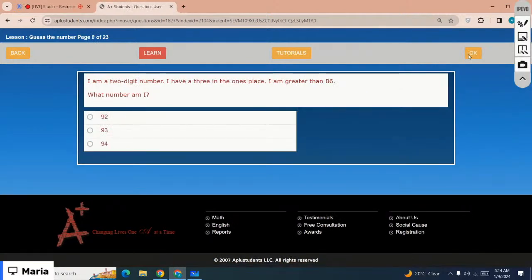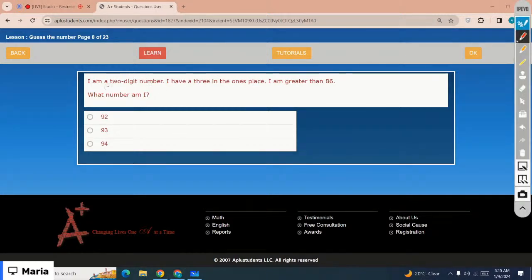The next one is: I am a two-digit number, I have a 3 in the ones place, I'm greater than 86. Which is the correct option? Just understand the question, apply the conditions, and you will find the correct option.